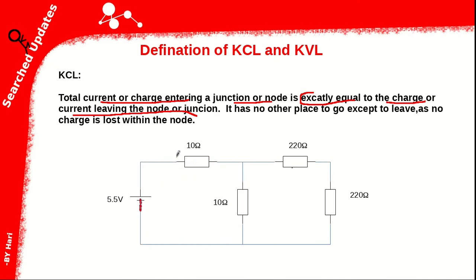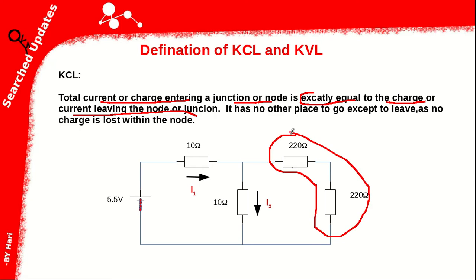Consider the current flowing through this 10 ohm resistor is I1. Current flowing through this 10 ohm resistor is I2. Current flowing through this 220 ohm series resistor is I3. We all know current flowing through series components is the same. Consider a node. Now you may have a doubt, what is a node? A node is a point where two or more components are connected. We can also name a node as A.